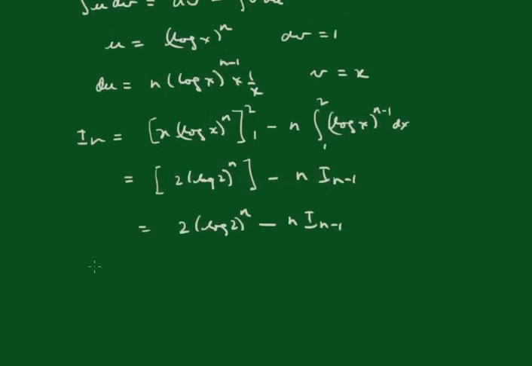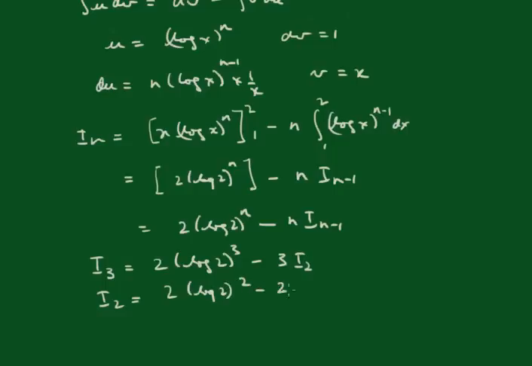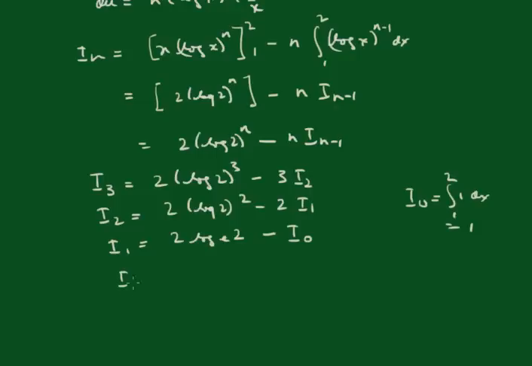Okay, now I_3 is 2 (log 2)^3 minus 3 I_2. I_2 is equal to 2 (log 2)^2 minus 2 I_1. I_1 is equal to 2 log 2 minus I_0. I_0 is going to be equal to just the integral of 1 dx between 2 and 1, which is just 1. So this I_1 is 2 log 2 minus 1.